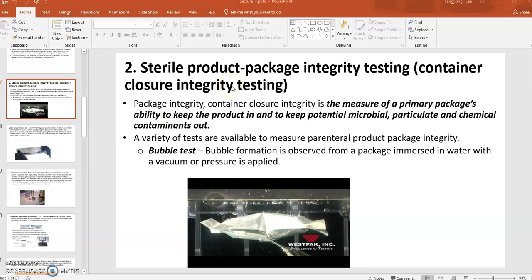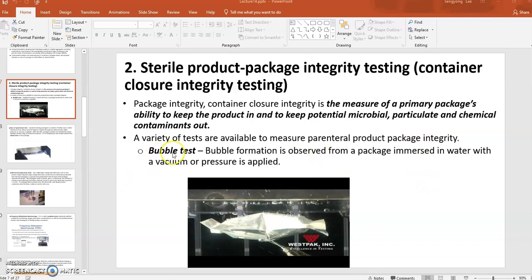Especially container closure integrity is very important to keep your product safe and stable. You need to make sure that the primary package has the ability to keep the product in and keep potential microbial, particulate, and chemical contaminants out. So our product should be kept safe, but any foreign matter should be kept outside. That's the function of the primary container. There are various types of tests out there, and we'll take a look at some of those testing methods to make sure the integrity is good.